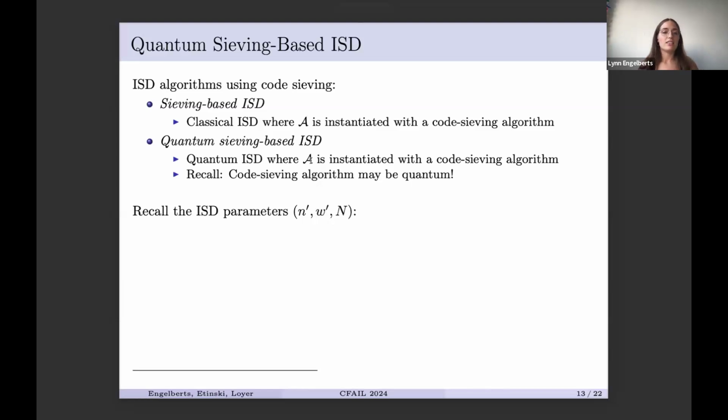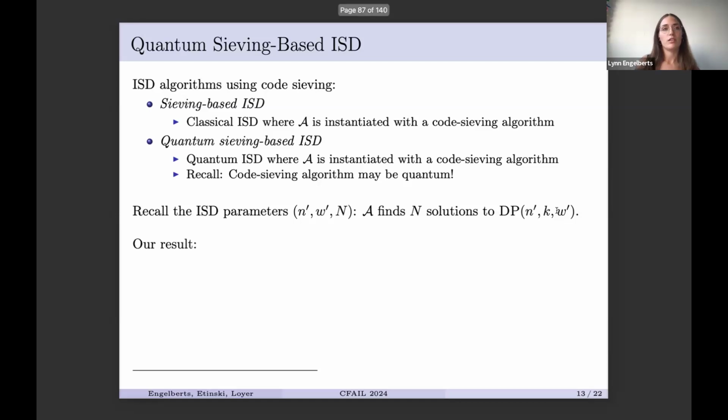And recall that ISD has these additional parameters, N prime, W prime, and capital N. And these define the problem that this oracle A has to solve. More precisely, A aims to find capital N solutions to this decoding problem with parameters N prime, K, and W prime.